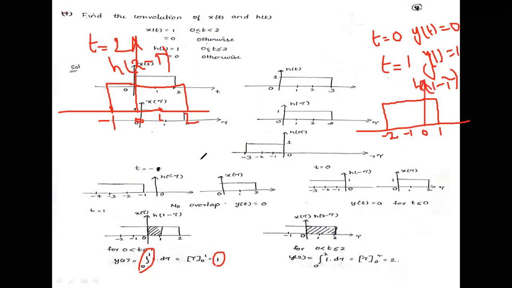So the overlapping is here. Now what is the overlapping? 0 to 2 there, here also 0 to 2. So at t is equal to 0 to 2, the value is 2. So at t is equal to 2, the value of y of 2 is 2.